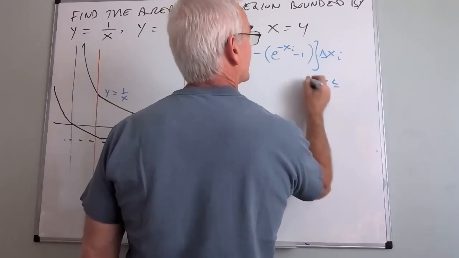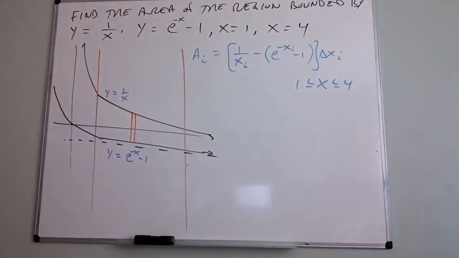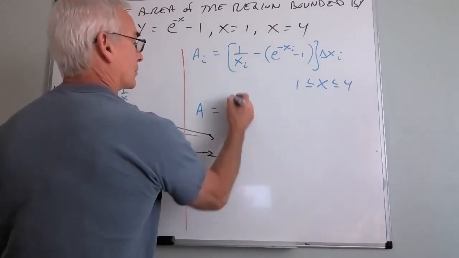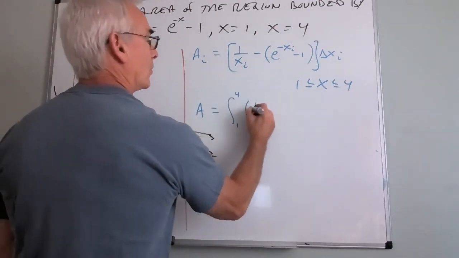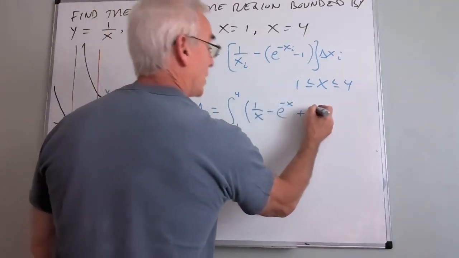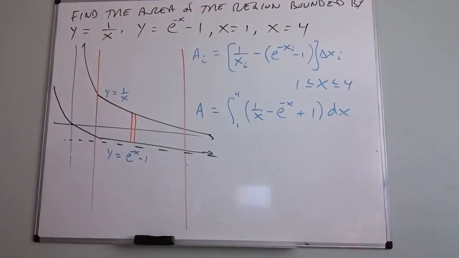And the x values clearly are going to range from 1 to 4. That definitely makes it not the worst thing I've ever done. I mean, this is not fun, but this is also not terrible. Now I can say the area is the integral from 1 to 4 of 1 over x minus e to the negative x plus 1 dx. And looking at that, none of those terms are difficult to integrate, are they? Those are all pretty easy.